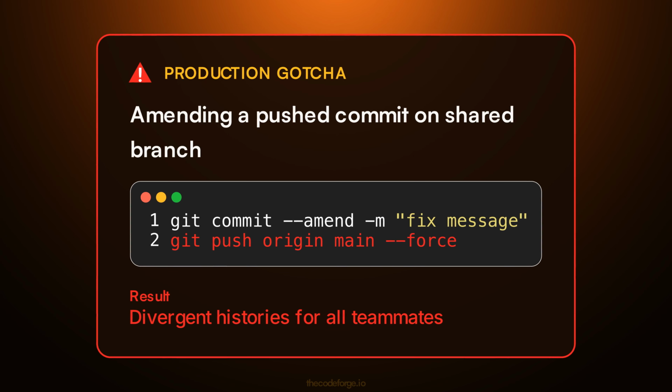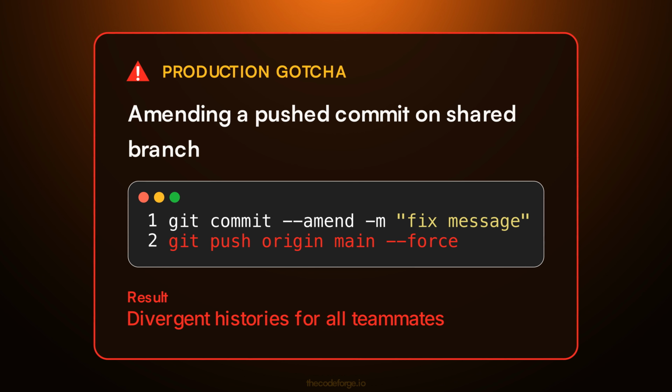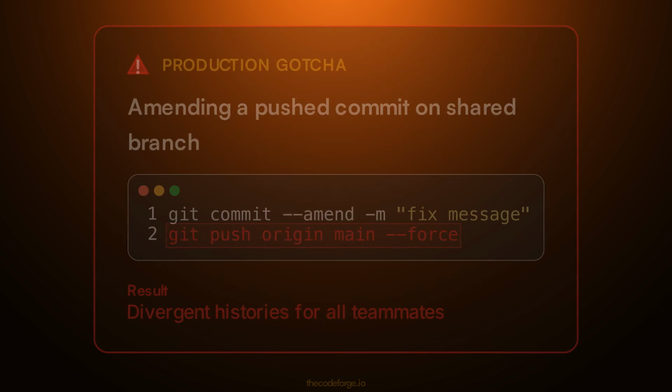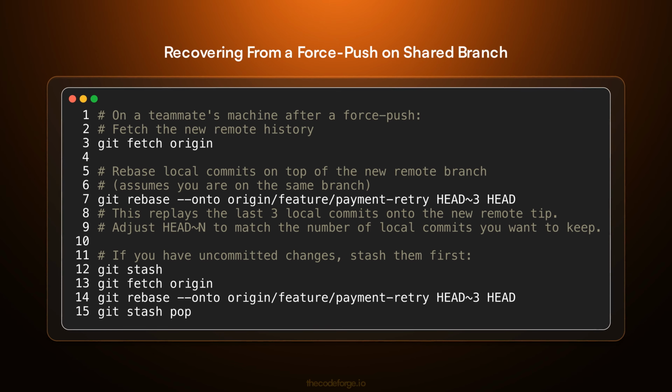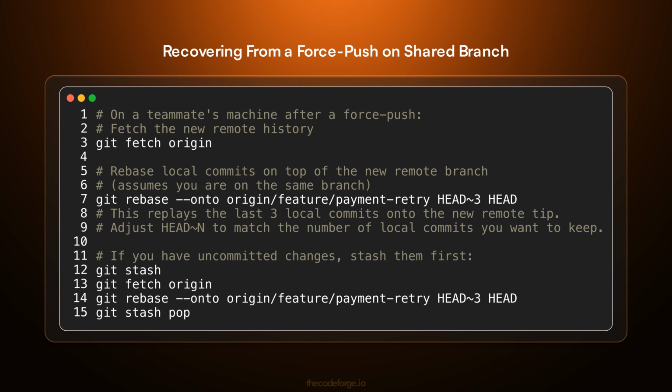If you amend a commit that has been pushed to a shared branch and force push, every teammate who pulled the original commit now has a divergent history. The old SHA they have locally no longer exists on the remote. If a teammate force-pushed an amended commit on a shared branch, other engineers can recover their local work without losing uncommitted changes. Use git rebase --onto to replay their local commits on top of the new remote history.